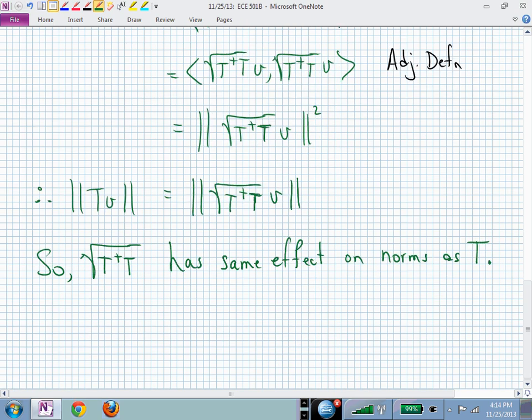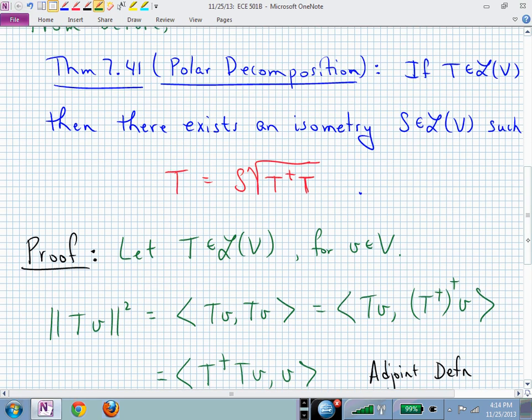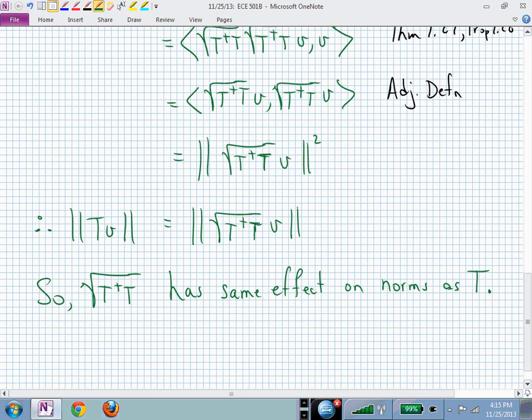And that's a good thing because we know the isometry, that S, isn't going to be scaling anything. And we are just saying in this polar decomposition that we want to separate or factor any operator T into a direction term, this S operator, and this square root of T adjoint T. And what we just have demonstrated is that the norm of the square root of T adjoint T is the same as the norm of T for all vectors V when we look at TV and the square root of T adjoint T with V.